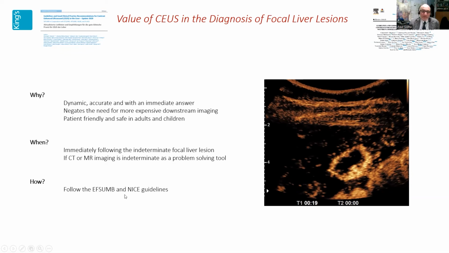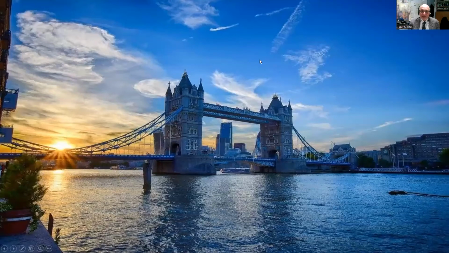How should you use it? Follow the EFSUMB guidelines, and in the United Kingdom, you should follow the National Institute for Clinical Excellence guidelines, where it indicates that it's paramount that you be using CEUS to make a diagnosis of the incidental focal liver lesion. I thank you for your attention.